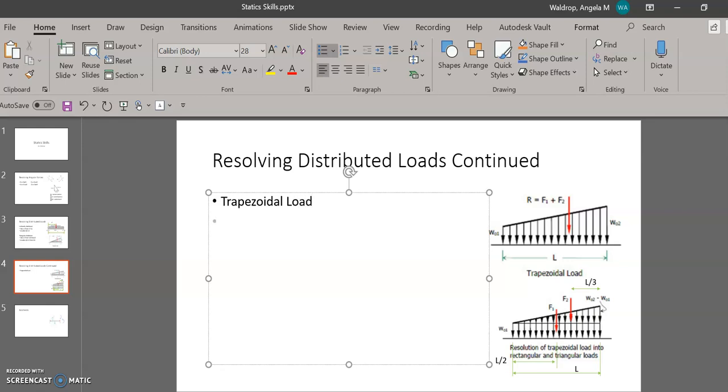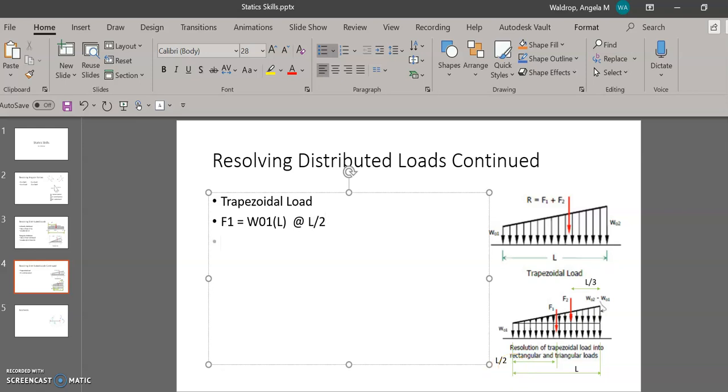Okay, the trapezoidal will have F1, which will be the load due to the even distribution or the rectangular. So we'll say that F1 is going to be equal to, and it looks like we have WO1 here, so WO1 times L. Okay, that is going to be there. And we'll give the distribution at L/2.